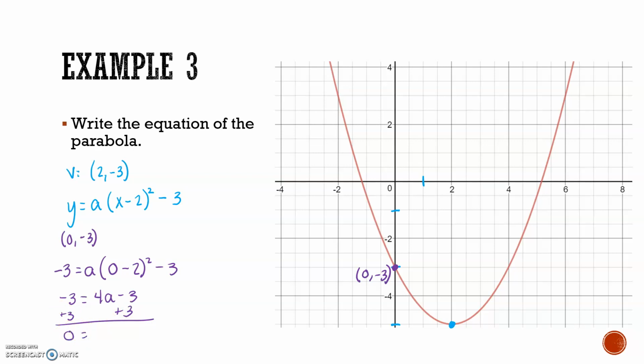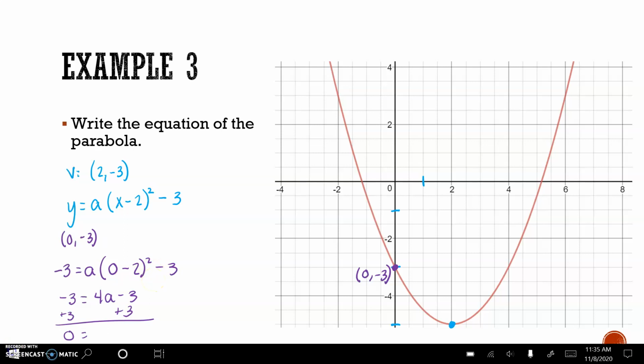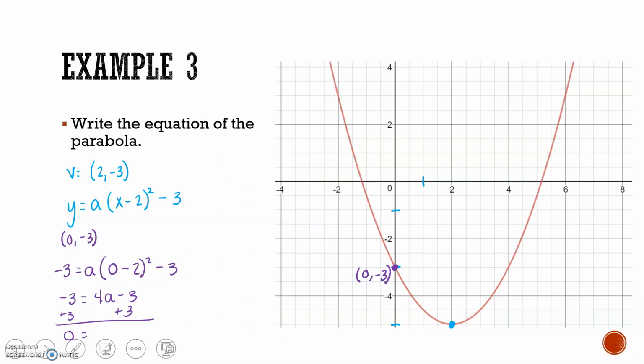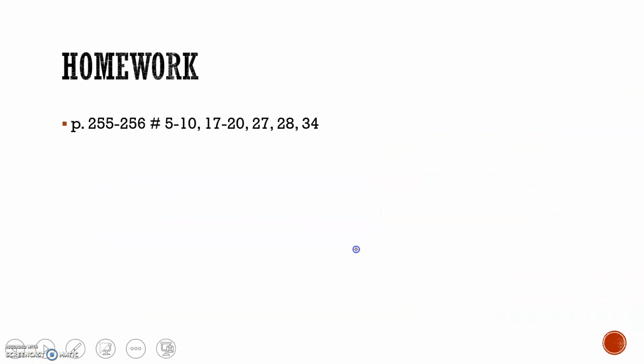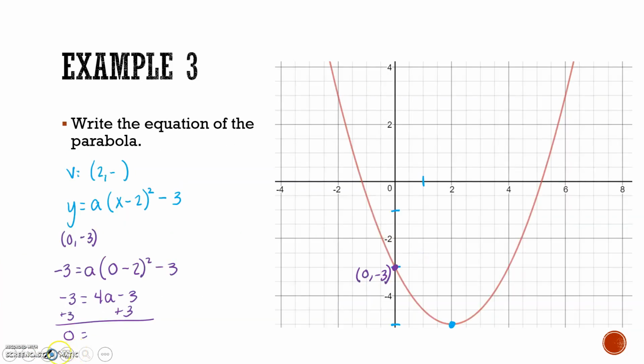Wait, I did something wrong. Oh, I know what I did. I put -3 up here. I was counting the wrong way. So this should be a -5. I'm sorry. So then if I plug in, there we go. So that'll fix this problem. That makes more sense. I was like, we can't have 0 for a.